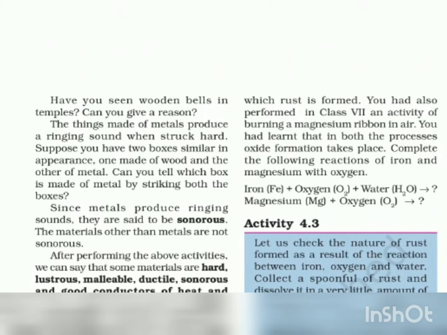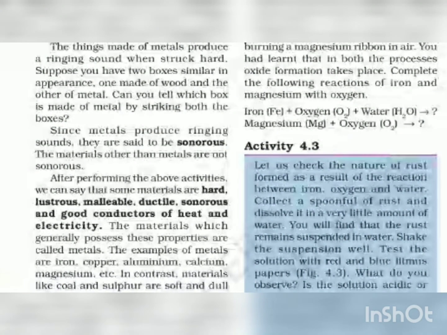So suppose you have two boxes similar in appearance, one made of wood and another of metal. Can you tell which box is made of metal? By striking both the boxes. Since metals produce a ringing sound, they are said to be sonorous. What are they said to be? Sonorous. The materials other than metals are not sonorous. So metals are sonorous. We have seen another property of metals.